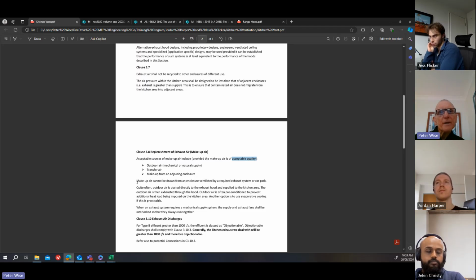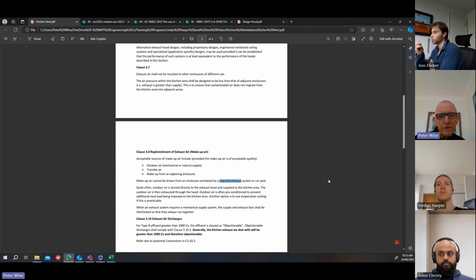You can't draw makeup air from an enclosure ventilated by a required exhaust system or car park. Again, required exhaust system is a defined term. It means that AS 1668 Part 2 requires an exhaust system for that area. So you can't use that as a makeup.